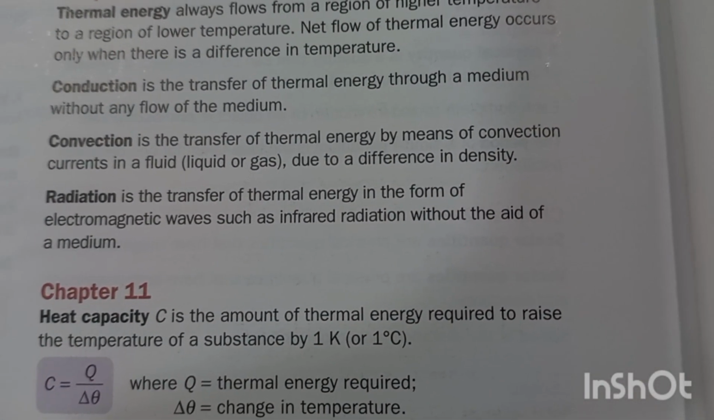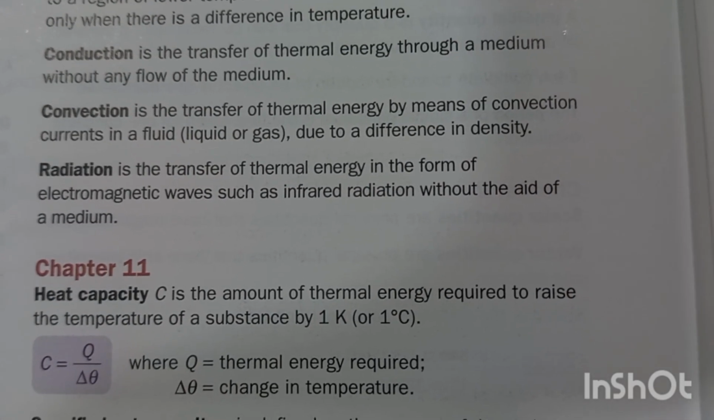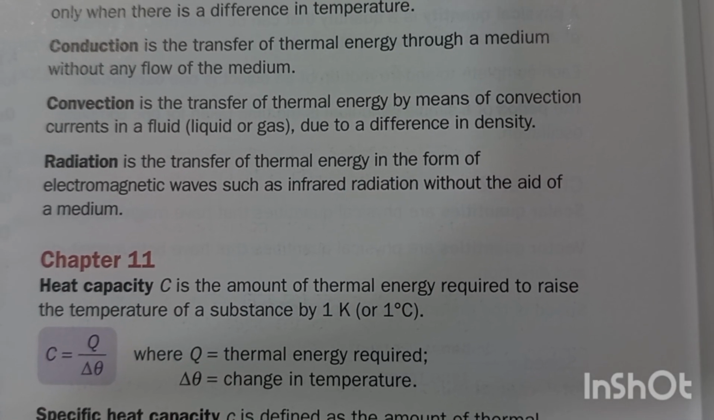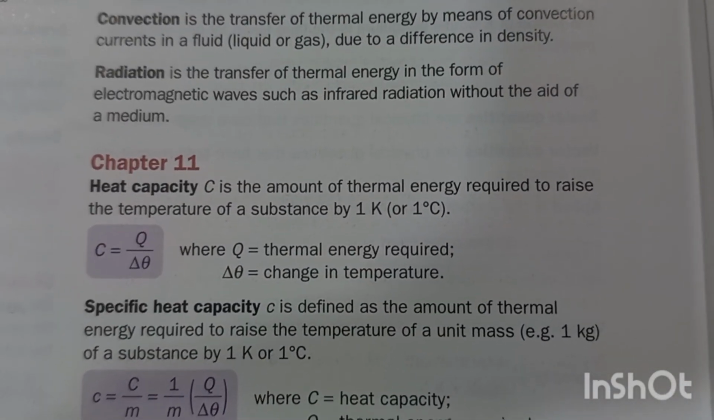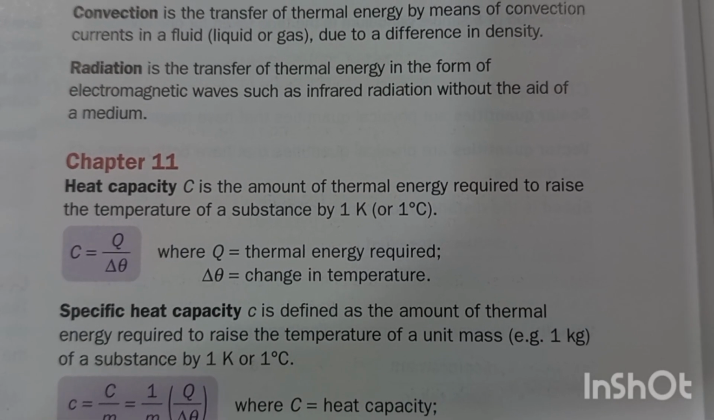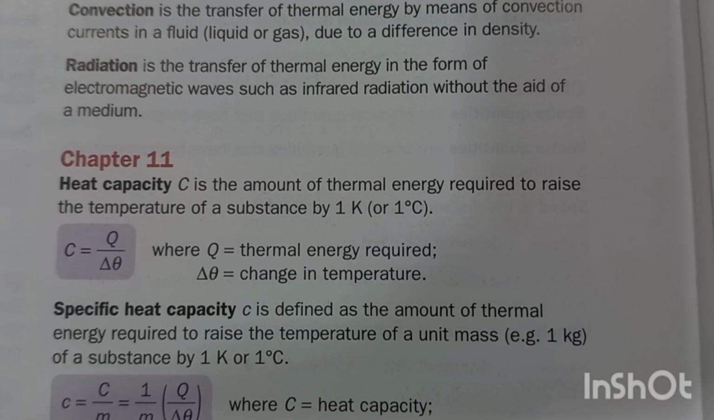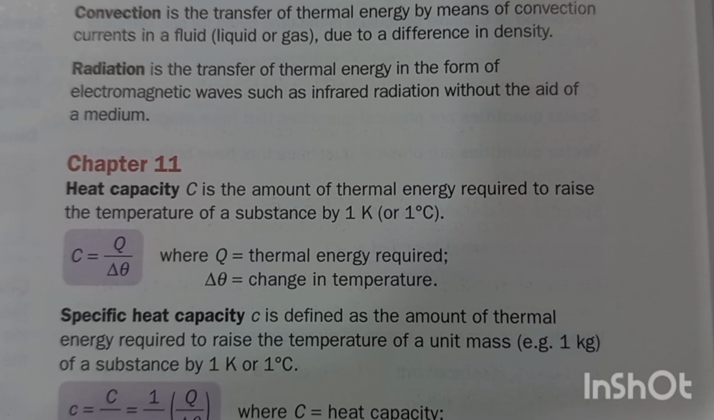Radiation is the transfer of thermal energy in the form of electromagnetic waves, such as infrared radiation, without the aid of any medium. Chapter number 11. Heat capacity, C, is the amount of thermal energy required to raise the temperature of a substance by 1 Kelvin or by 1 degree centigrade.